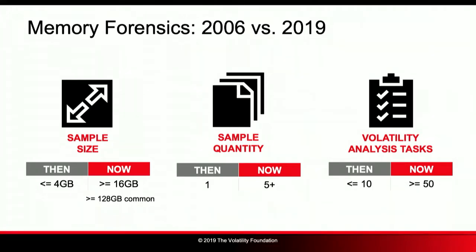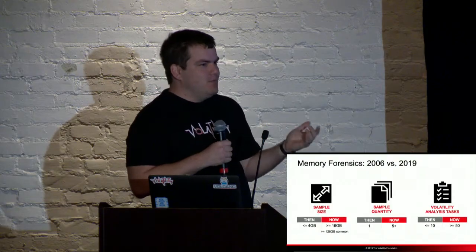If you look back to the early days of Volatility, 2006, 2007, 2008, and compare that to investigations now, there are significant differences. When we used to do memory forensics way back, in some of the first cases I ever did, having a gig of RAM was a lot. Maybe if you had a server, there were 2 gigs of RAM, 4 gigs of RAM. That's ridiculous now, right? Your phone has more RAM than that.